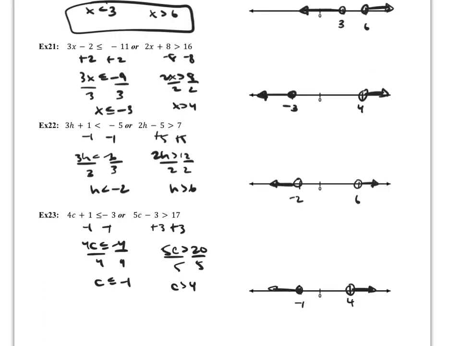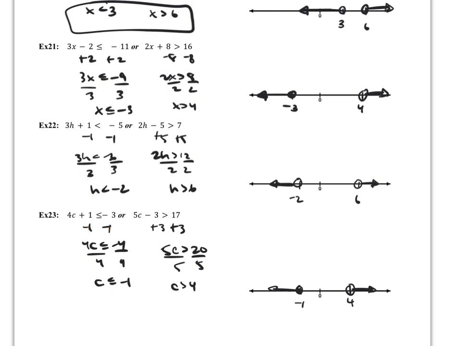So for 21, I solved this one by adding 2, dividing by 3. X is less than or equal to negative 3, closed circle, arrow to the left. Minus 8, divide by 2, x is greater than 4, open circle, arrow to the right. Next one, I minus 1 from both sides. Be careful here. Negative 5 minus 1 is negative 6. Divide by 3, h is less than negative 2. Open circle, arrow to the left. Add 5, divide by 2, h could be greater than 6. Open circle, arrow to the right.